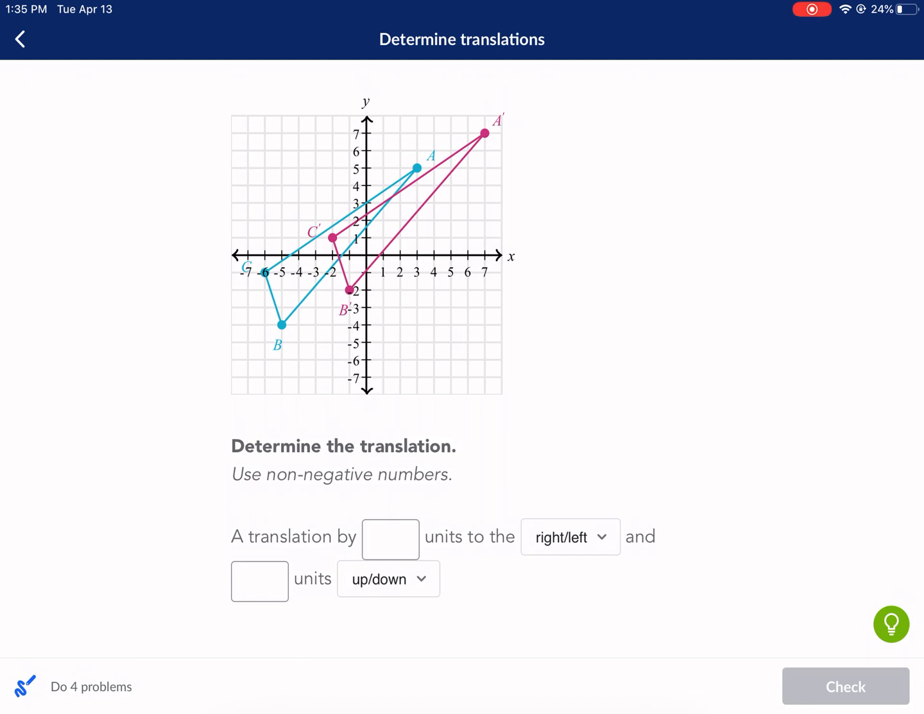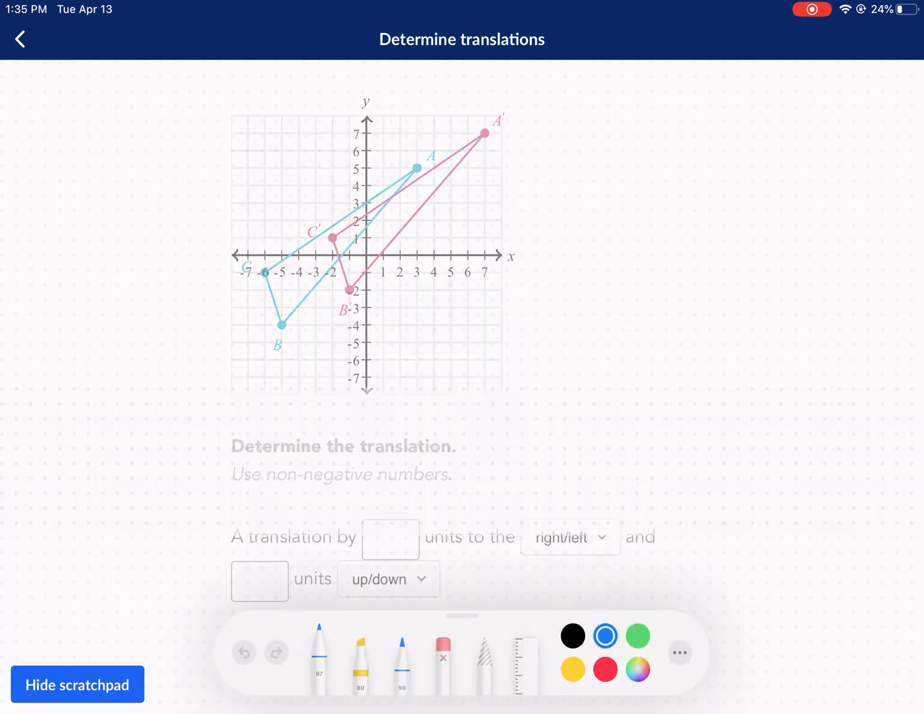Now, you always want to keep in mind that you start with the non-prime one. So A, B, C, oh, sorry, there's no D. A, B, C is the pre-image. So this is before the translation. So we're trying to see where does it go from the pre-image to the pink one. So how does this A change?